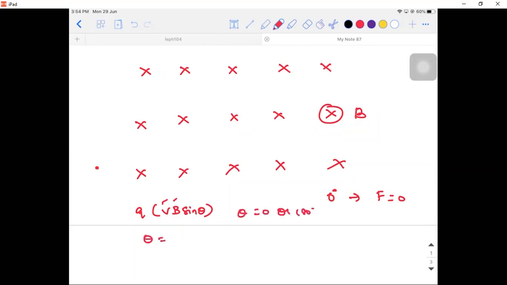If theta is equal to 90 degrees, what is the path in which the particle is going to move? Circular. It is going to move in a circular path. Very good. If I ask you, is the particle experiencing a force or not? Yes, it is experiencing. So the velocity is like this, the force is like this.